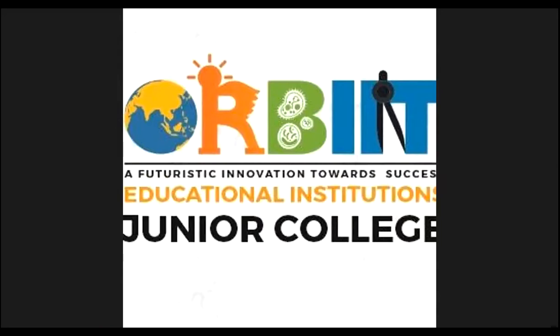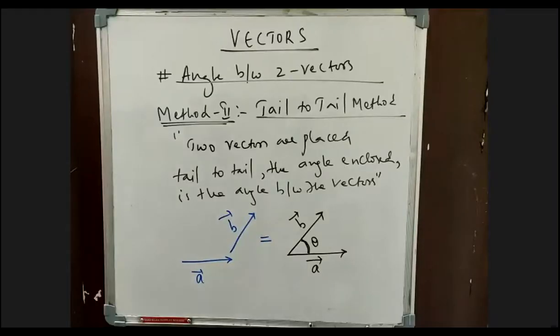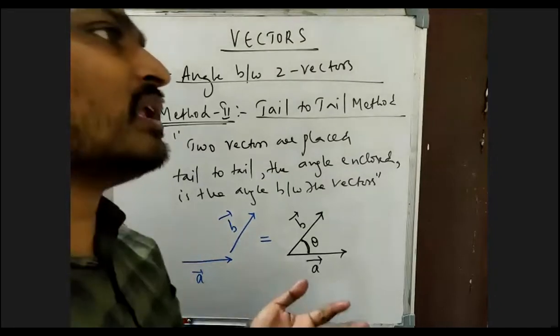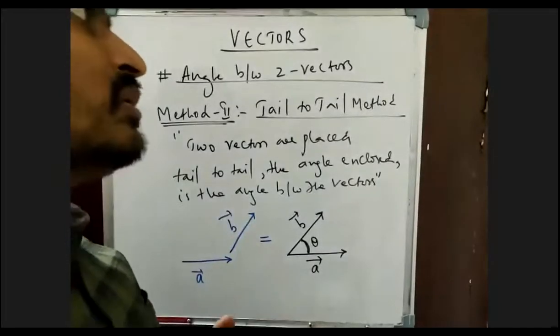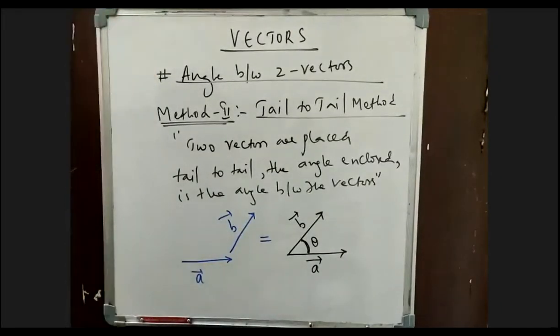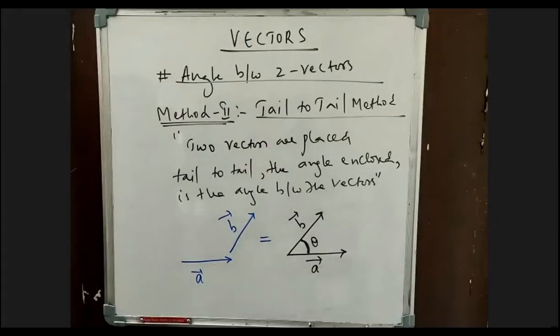Sir, can't we take head to head? Head to head we can't take. We don't have that method. One is only head to tail, and another is tail to tail. Head to head we don't have in the syllabus. It is not possible. So we have only two methods: one is head to tail, another is the tail to tail method. So in the tail to tail method, two vectors are being placed tail to tail.